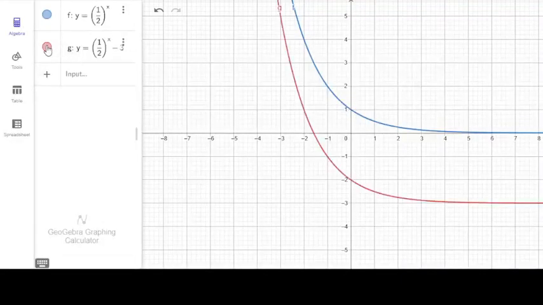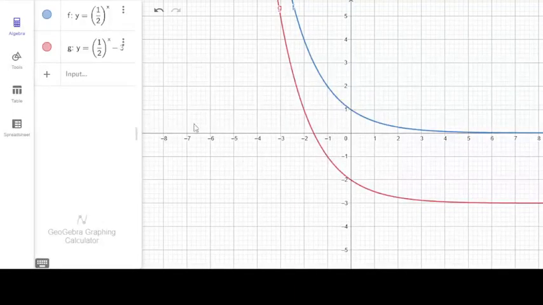Now I will go for the function that I have, y equals 1/2 to the power of x minus 3. Here we will see the asymptote comes down 3 units, so asymptote would be y equals -3, and the y-intercept will come down 3 units, and when I put x equals 0, y-intercept would be -2. And again, the range would be from -3 to positive infinity.